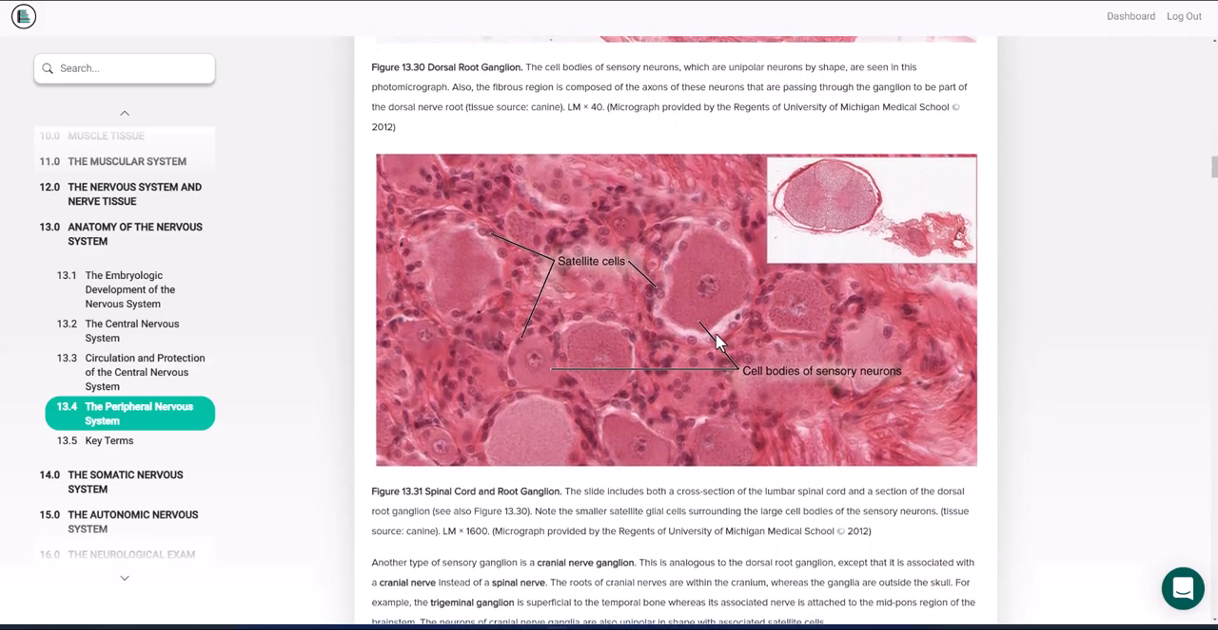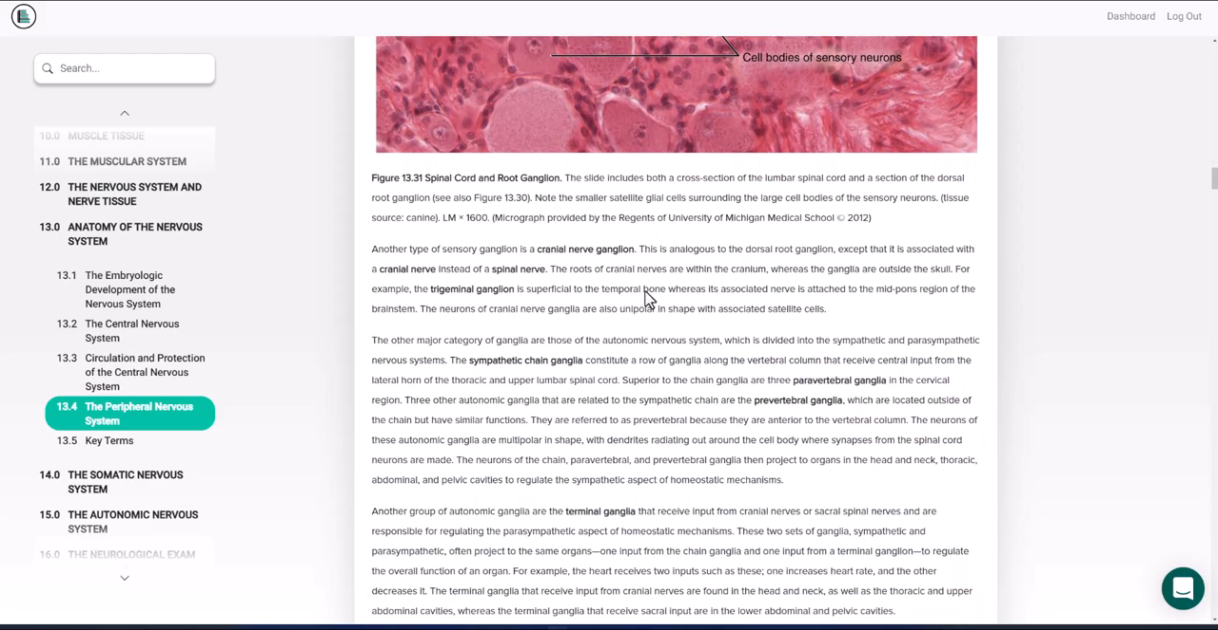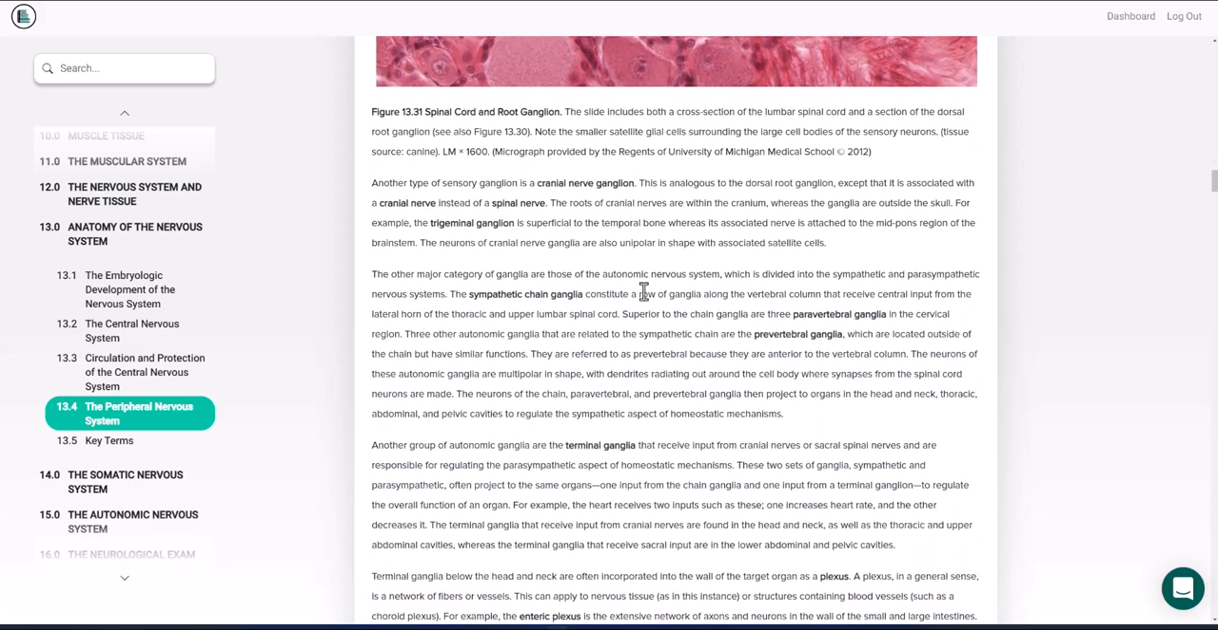If I zoom in, okay, here is a cell body at high magnification, and there are those satellite cells around the periphery of that cell body. Okay, so satellite cells and Schwann cells, the two S's, are the glial cells found within the PNS. Now, there's a number of different types of ganglia.